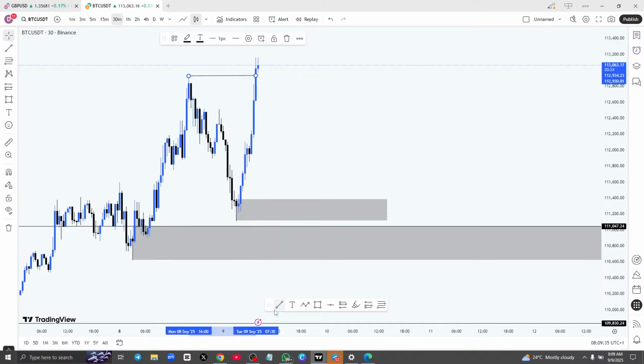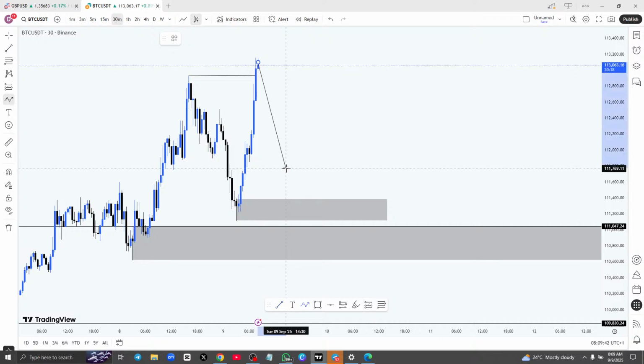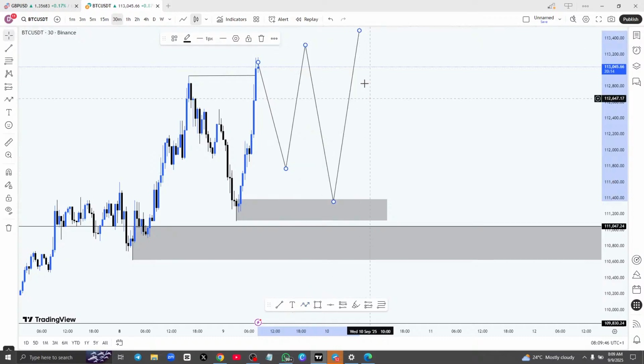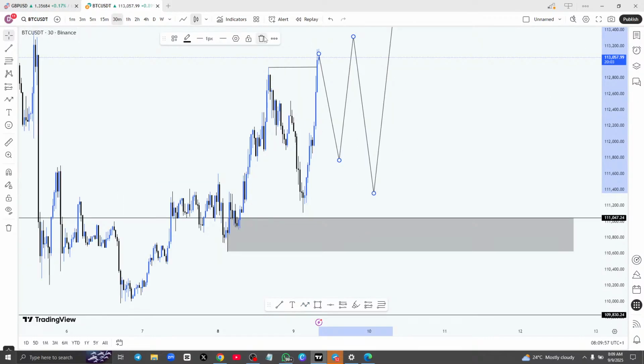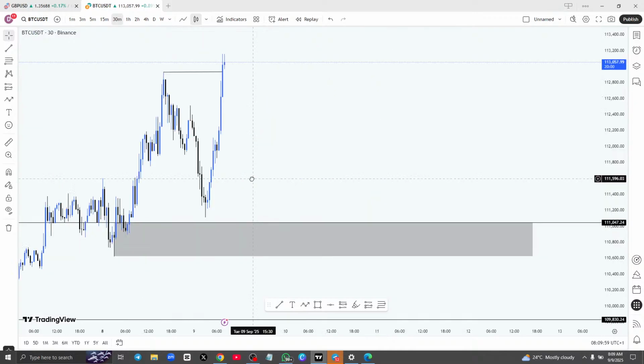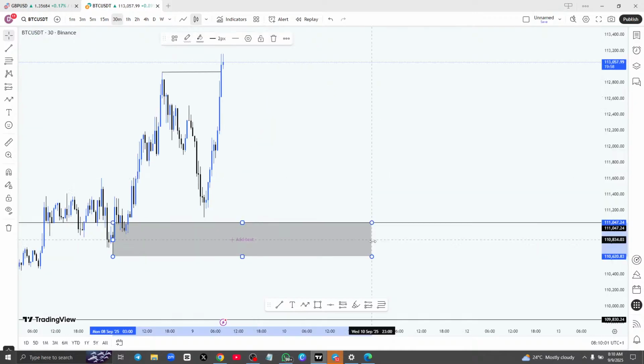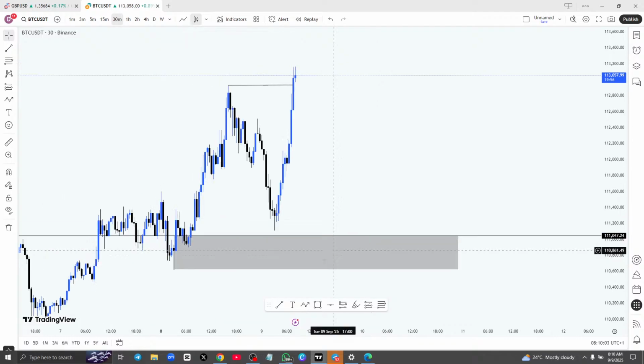But the third thing which we need is the liquidity, right? So it has not created any liquidity. So if it creates liquidity, we'll take our buy from this very POI, right? If it goes down without creating any low, which is going to act as liquidity for our buy, we'll take the buy from this very order block right here.